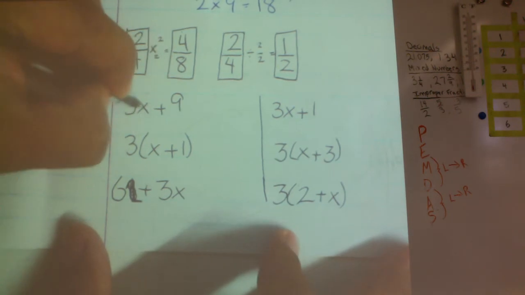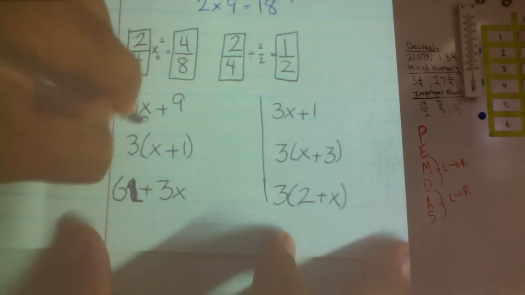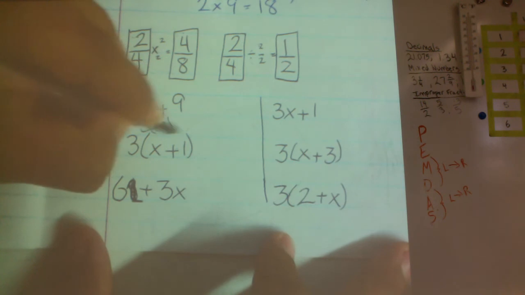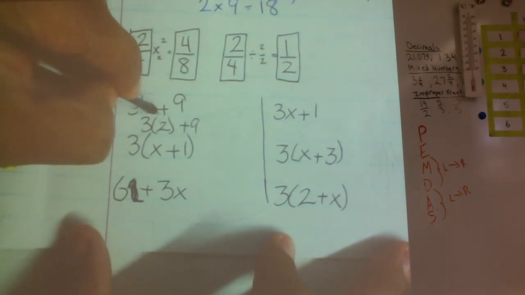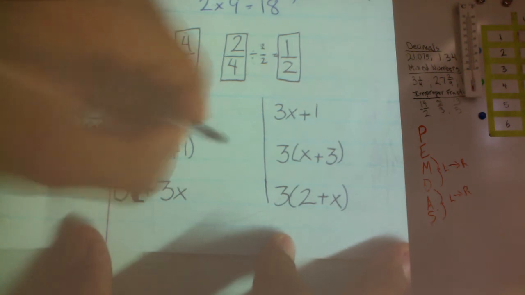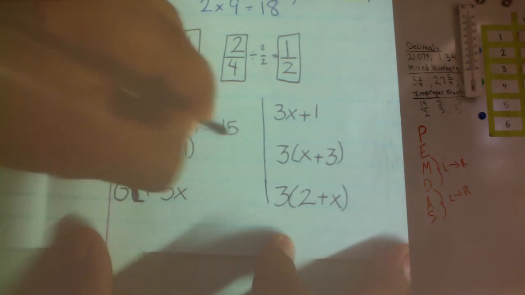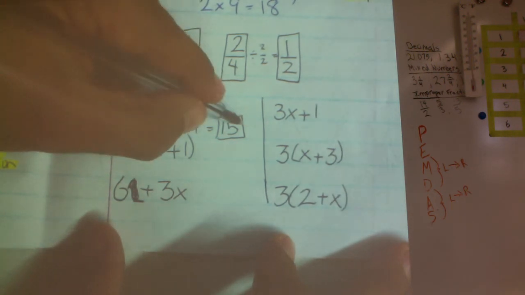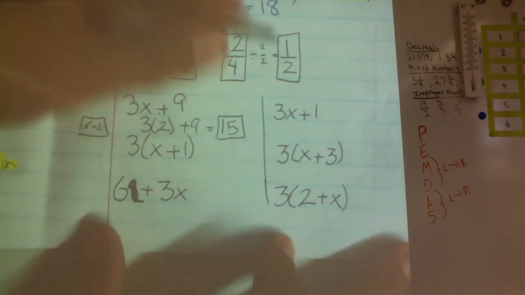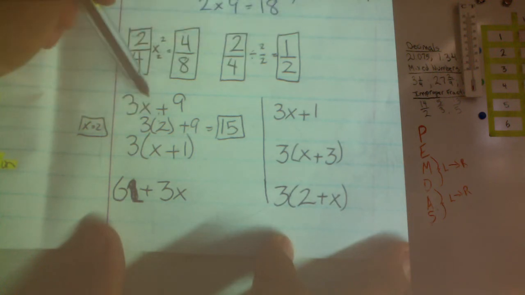I'm doing 2 because it's the smallest. So I'm going to plug in 2 for this. So I'm going to do 3 times 2 plus 9. 3 times 2 is 6. 6 plus 9, and that's equal to 15. So I'm going to see which one of these is also equal to 15. So let me try to do that.